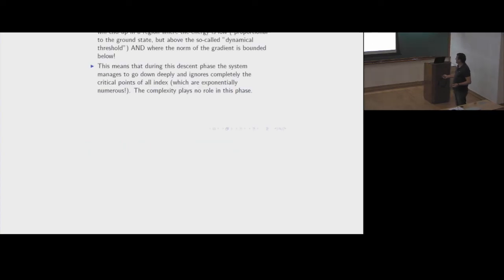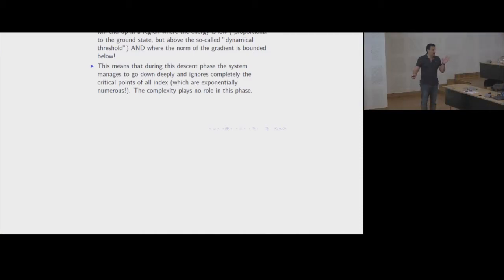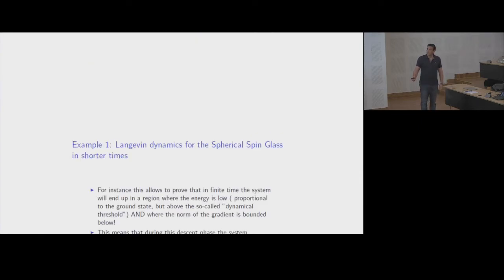What this means is that during this descent phase, the system manages to go down deeply and ignores completely the critical points of all indices, saddles or local minima, even though they are exponentially numerous. You just don't see them. The system doesn't care about the complexity of the landscape. So the complexity plays no role in this phase. So this is the lesson of this paper.